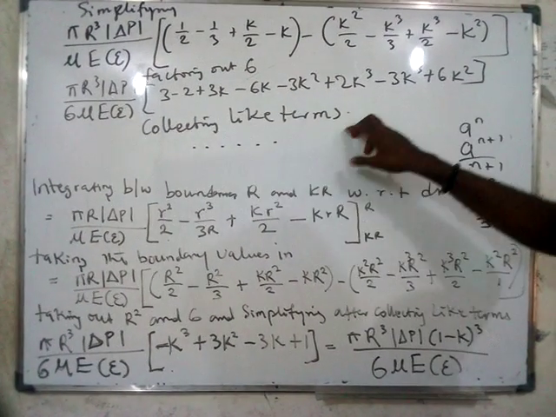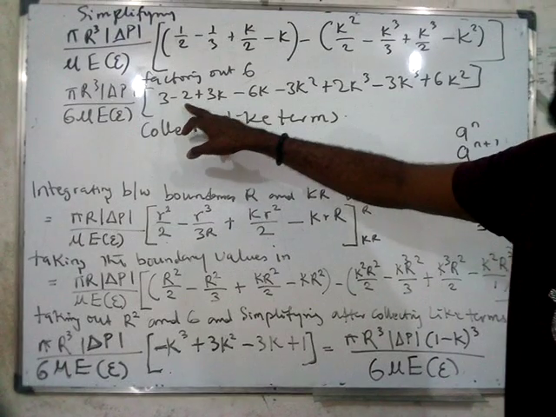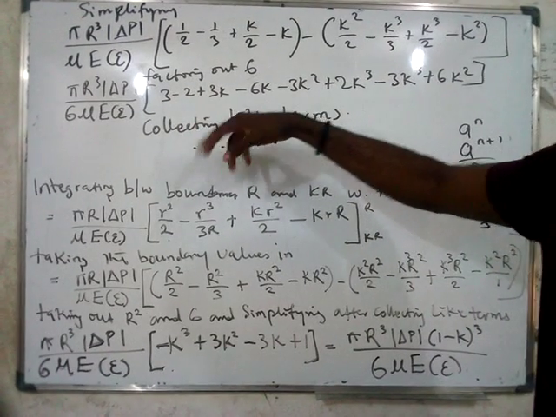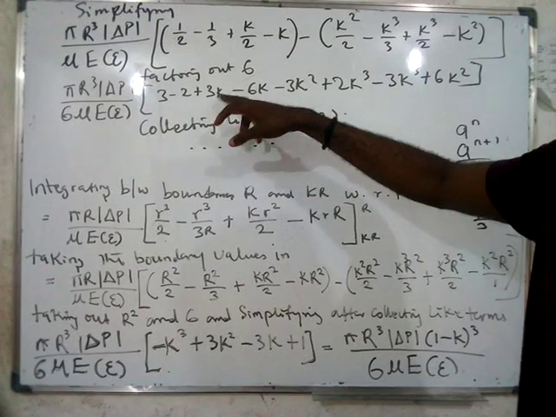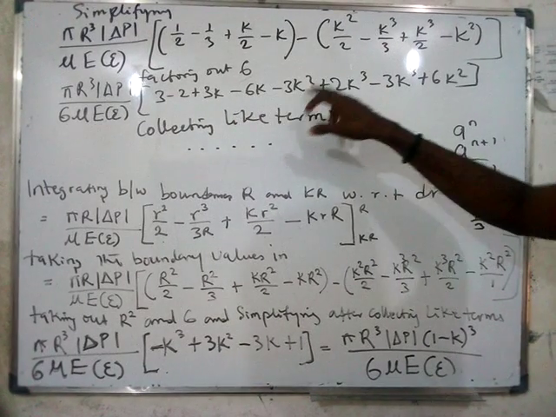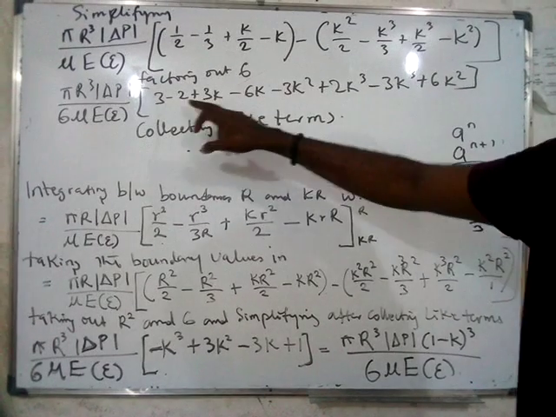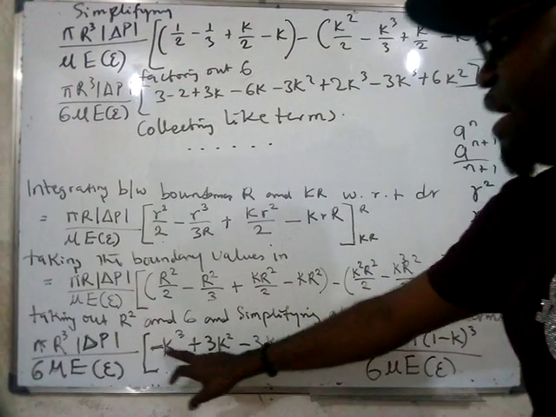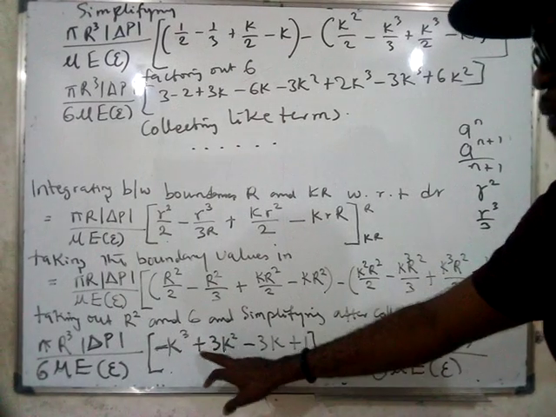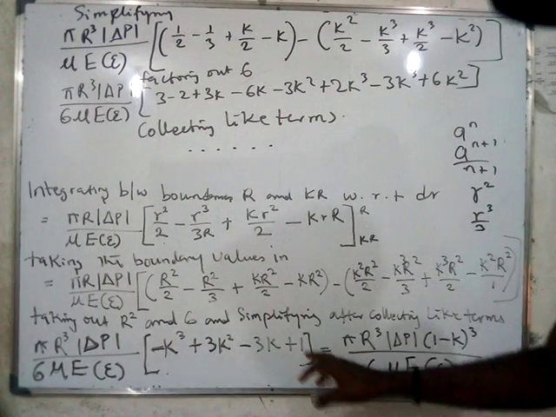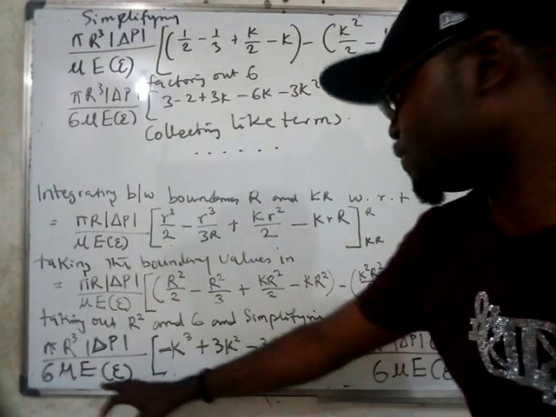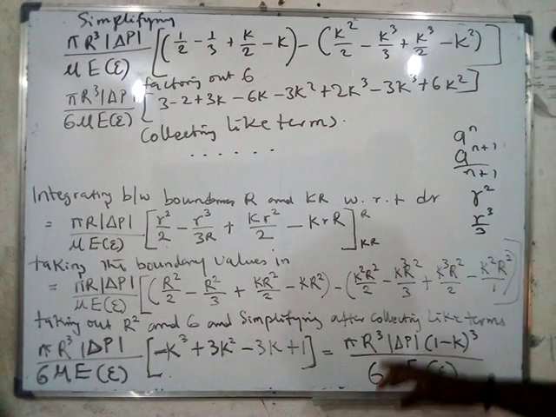So when you collect like terms, you will see that here now you have 3 minus 2, which is 1. You have 3k minus 3k. So you pick all the like terms, all the to the power 3 together. So when you pick all the like terms, you are now going to have minus k to the power 3 plus k squared minus 3k plus 1. So this is what you now have.